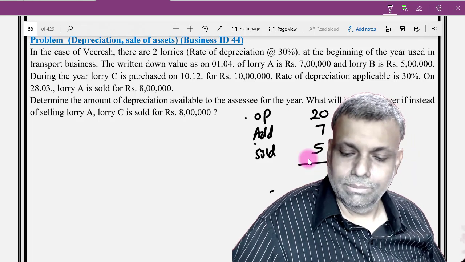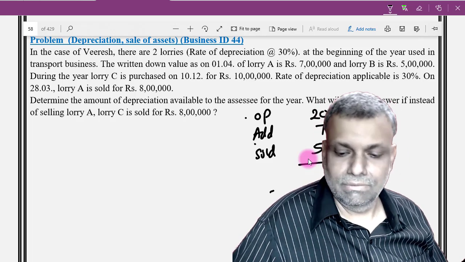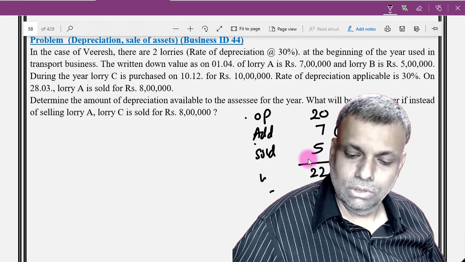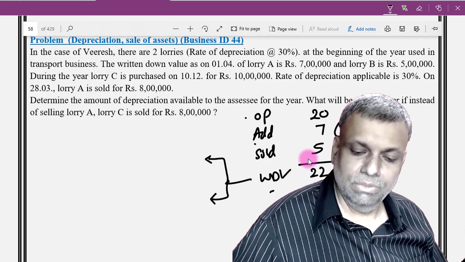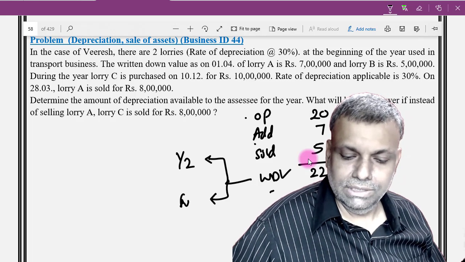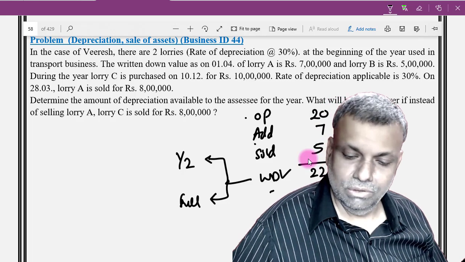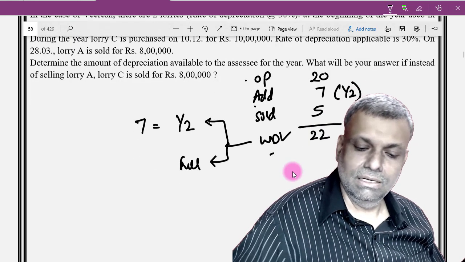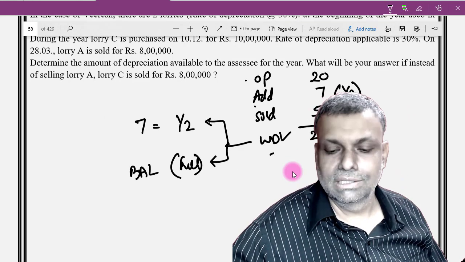Okay, and you have sold some asset for 5 lakhs. Whatever asset that you have added is eligible, supposing, for half rate. Okay, so 20 plus 7 minus 5, so it is 22 WDV. Okay, so on the WDV you will be eligible for the depreciation. You have to decide half the rate, you have to decide full rate. Okay, because depreciation you have to multiply with the WDV only. So 7 lakhs is eligible for half the rate and the balance will be eligible for the purpose of full rate. This is a normal understanding.